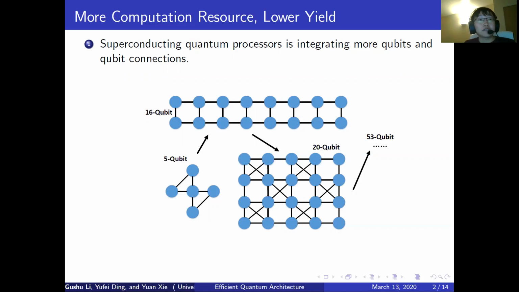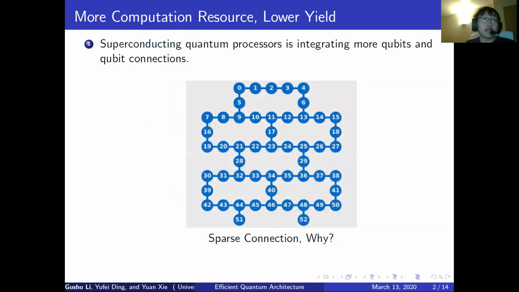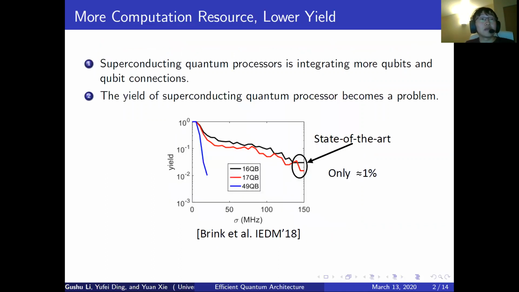However, this picture shows the qubit layout and connection of IBM's latest 53-qubit chip. The interesting fact we can see here is that the connection on this chip is very sparse compared to its predecessors. Most physical qubits only connect to 2 nearby qubits. Why? The reason behind the sparse connection is the low yield of superconducting quantum processors.